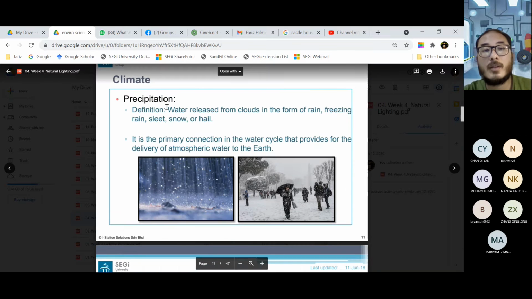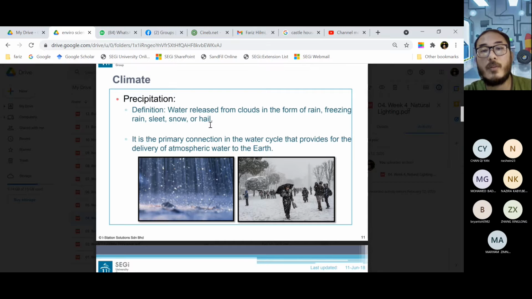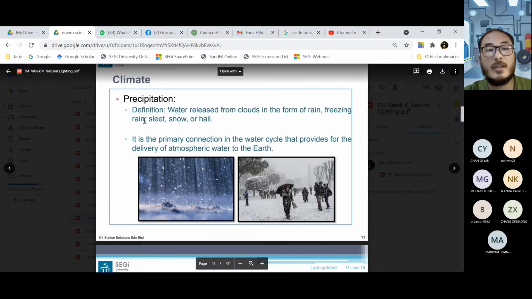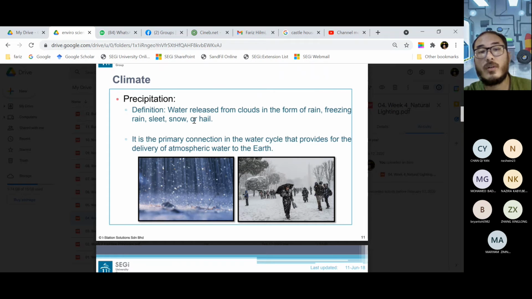Precipitation, water released from cloud in the form of rain, freezing rain, sleet, snow, or hail. What is hail? Some of you didn't know. Only very few of you.